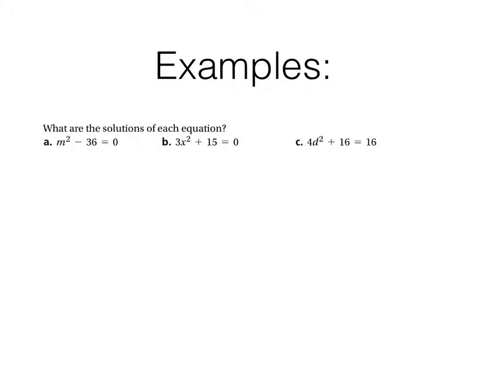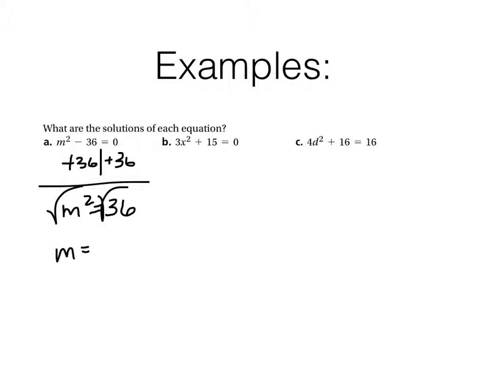Okay, so for this first one, m squared minus 36 equals 0. So let's add 36 to each side, leaving me m squared equals 36. Now, square root, m equals plus or minus 6. Because it could be positive 6 or negative 6, just like we discussed. And that's it.